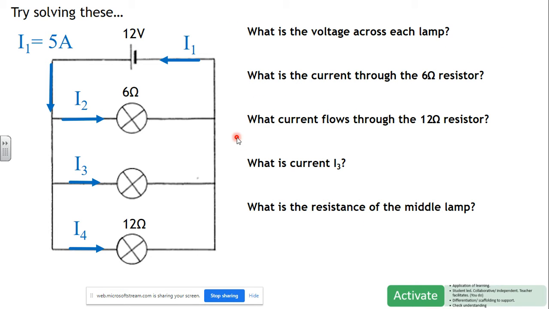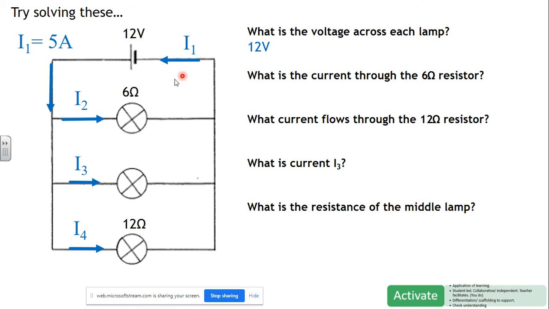So here's a question. Try solving this. Pause the video now. And I'm unpausing, so let's have a look. What is the voltage across each lamp? Well, that's easy. They're all connected in parallel, so they all get 12 volts. They get the full 12 volts.